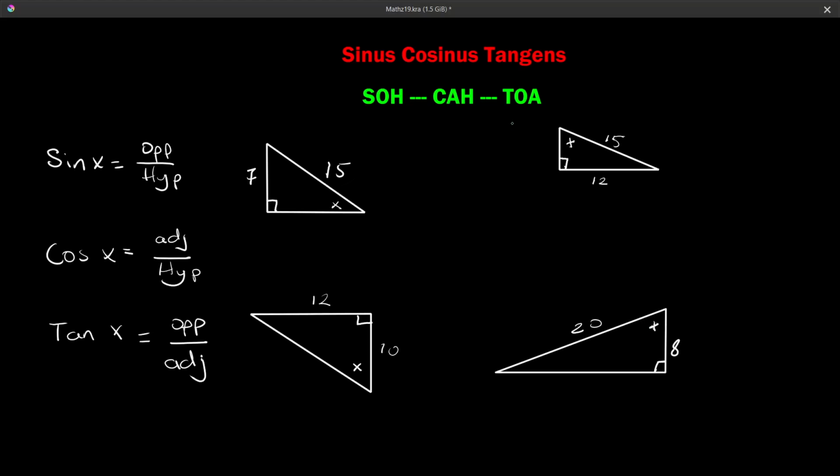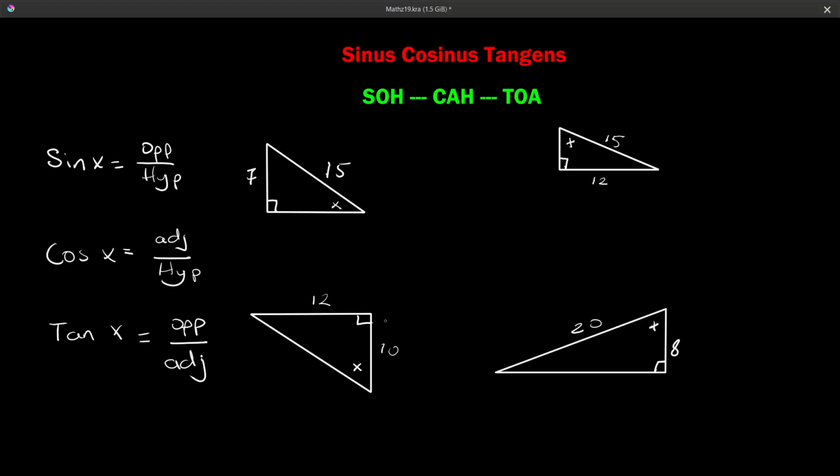Then we have the last one, the TOA. TOA stands for the opposite side divided by the adjacent side. Let's see which one that is. The opposite side, yes, this one, opposite side divided by the adjacent side.